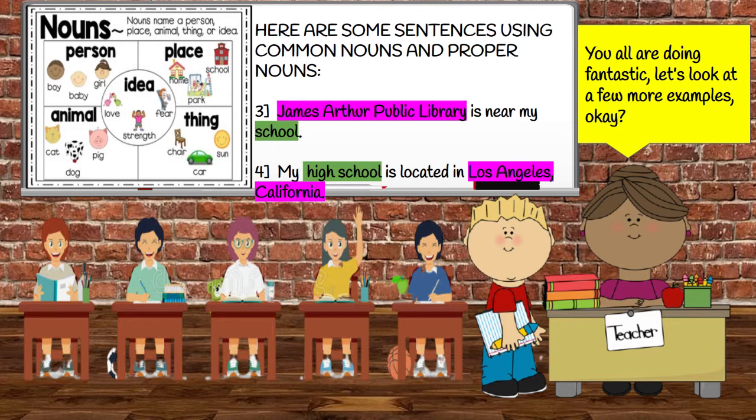In number four. So let's read number four together. My high school is located in Los Angeles, California. High school again is a common noun and it has not been capitalized and it's highlighted in green. Los Angeles, California has been highlighted in purple and it is a proper noun, name of a city and state in the United States of America. So we have to capitalize these names of the city and the state.